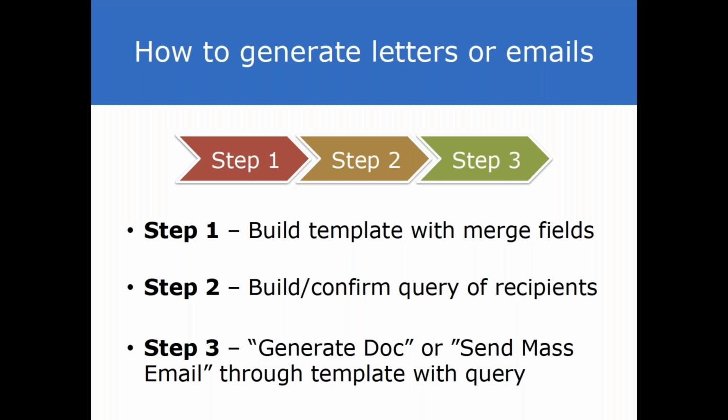Generating documents or sending a mass email to a group of donors requires you to first build a communication template with relevant merge fields. This is your letter or email. Second, to build a query of recipients. So in this conversation, we'll be talking about that query of lapsed donors, the people you either want to send the letter to or the email. Finally, generate the documents or send an email to populate the template with the data in your query. So taking the data from your query of recipients, mail merging it into your documents using the communication template, and either downloading the letters or sending the email out.